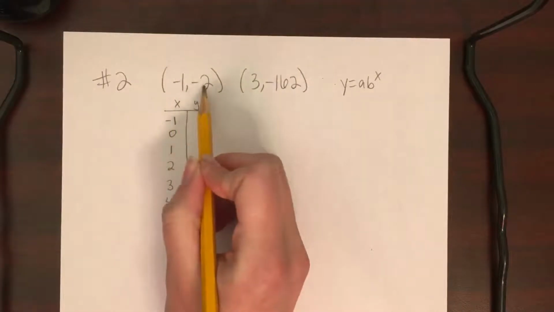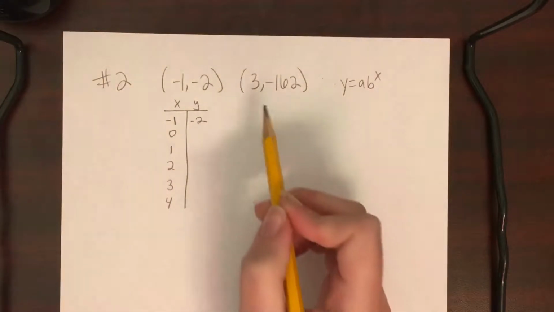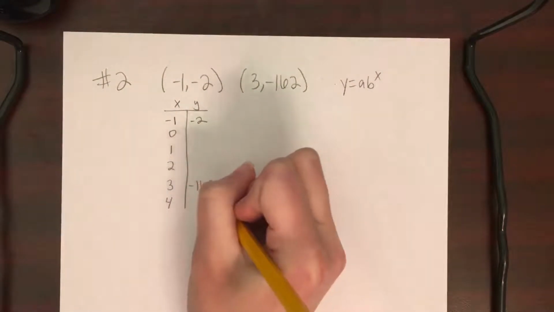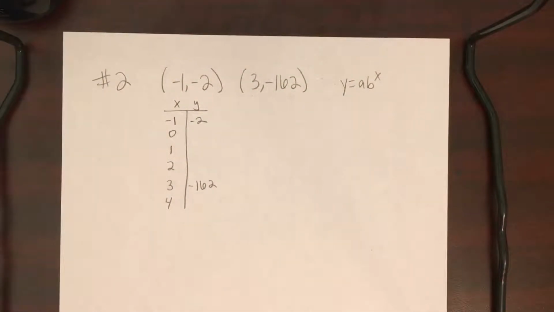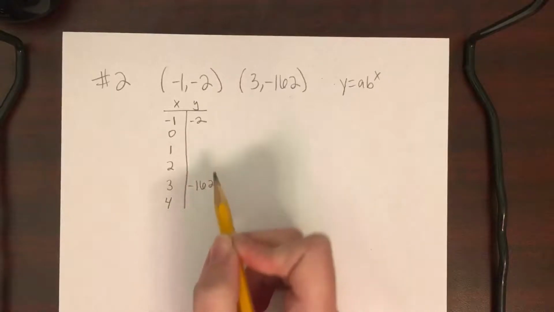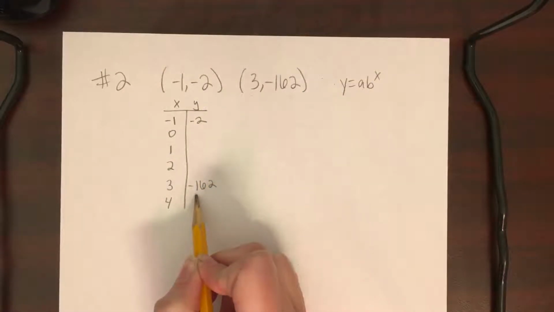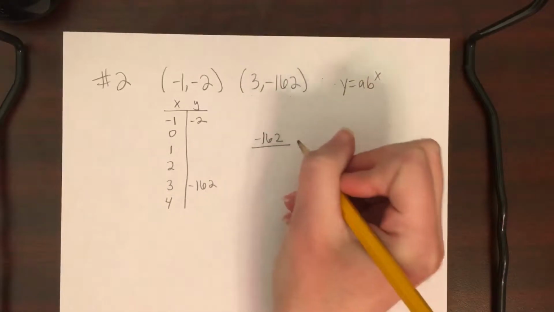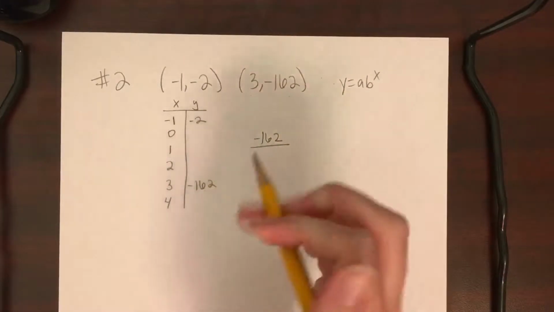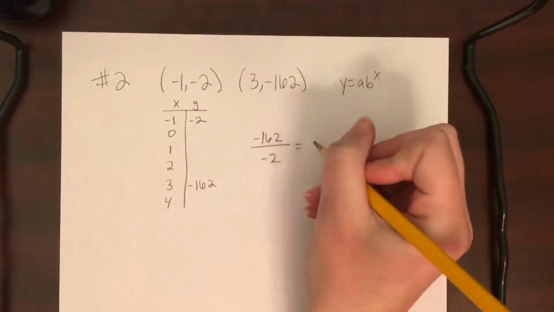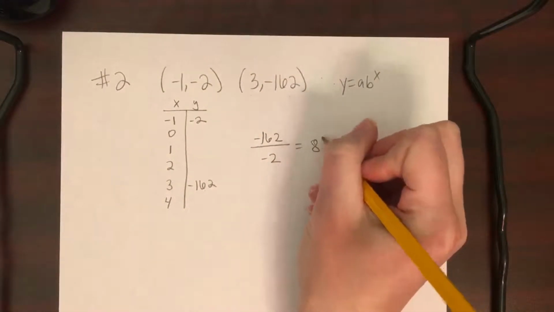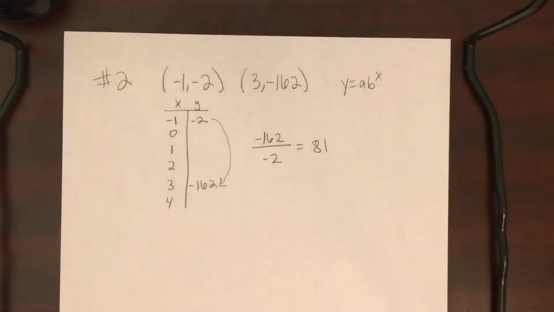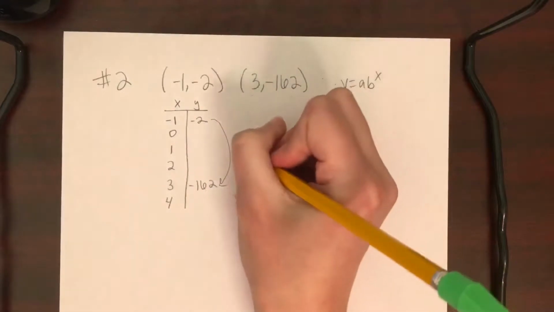Across from the negative 1, our y is negative 2, and across from x being 3, our y is negative 162. We're going to do the same thing as last time and start with the lower number on the table, the number that is closer towards the bottom of your table. We start with negative 162 divided by the other y number, negative 2. When I divide those, I'll get 81. That means to get from negative 2 to negative 162 by multiplying, I'd have to multiply by 81.